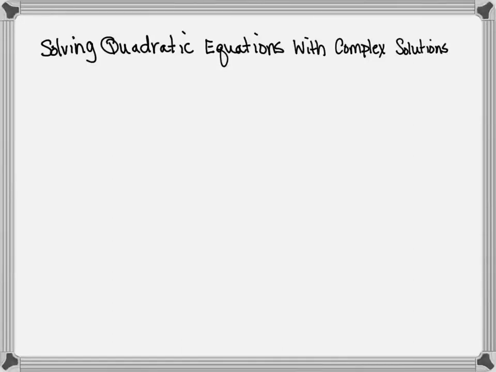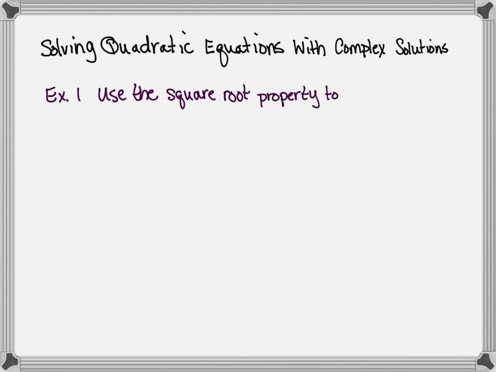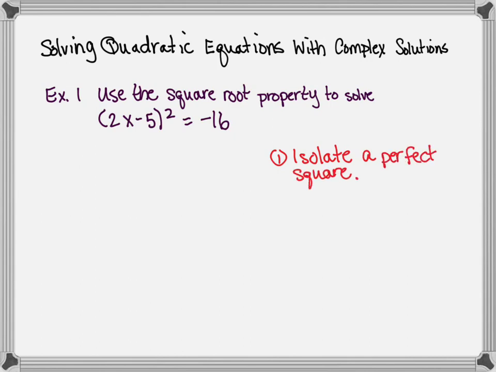Solving quadratic equations with complex solutions. So for our first example, let's use the square root property to solve (2x - 5) squared equals negative 16. With our first step, let's isolate a perfect square term. And we have a perfect square term isolated already on the left-hand side, so I don't really need to do anything for the first step.